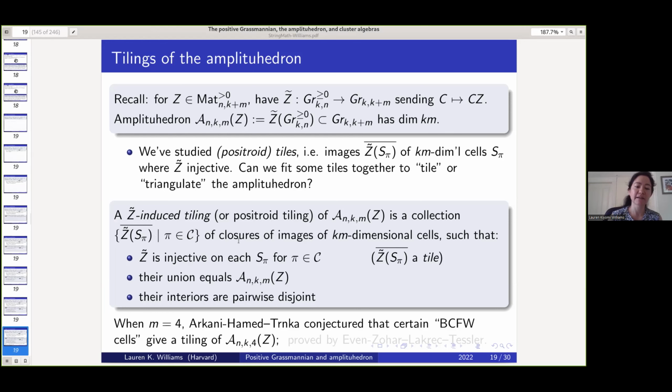And so when they introduced the amplituhedron, Arkani-Hamed and Trnka conjectured that certain BCFW tiles give a tiling of the amplituhedron, and this was subsequently proved in a beautiful paper of Even-Zohar, Lakrec, and Parisi, Tessler for one instance of a particular tiling.